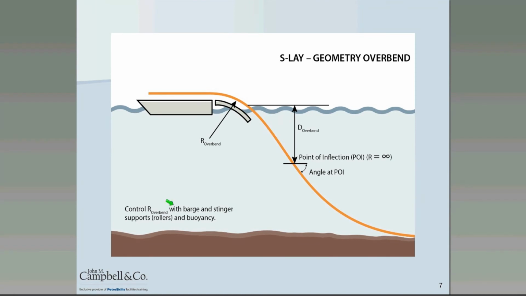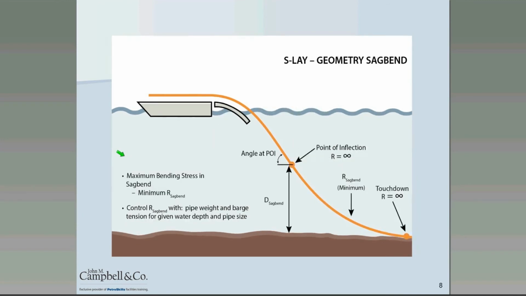Reemphasizing here, the overbend is controlled by the stinger supports, the radius we set those at, as well as the submerged weight or negative buoyancy of the pipe itself. Okay, so that's the overbend. That's the first segment of geometry that we consider. The second section that we'll look at is the sag bend.